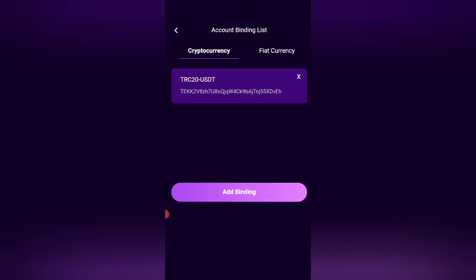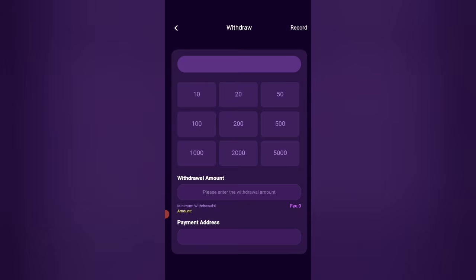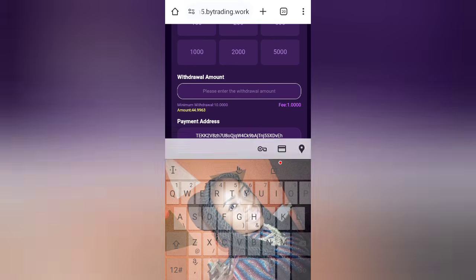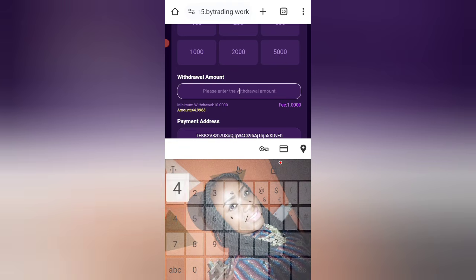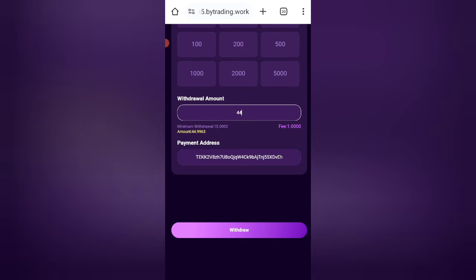So as long as you want to withdraw, you don't need to start copying your receive address again. You just click on withdraw and enter the amount you want to withdraw. Since I've added the receive address, I'll just click on withdraw. I have $44 and I want to withdraw $44, so I'll just enter the $44. The withdrawal fee is 1 USDT. You understand? So I'll just go ahead and click on withdraw.